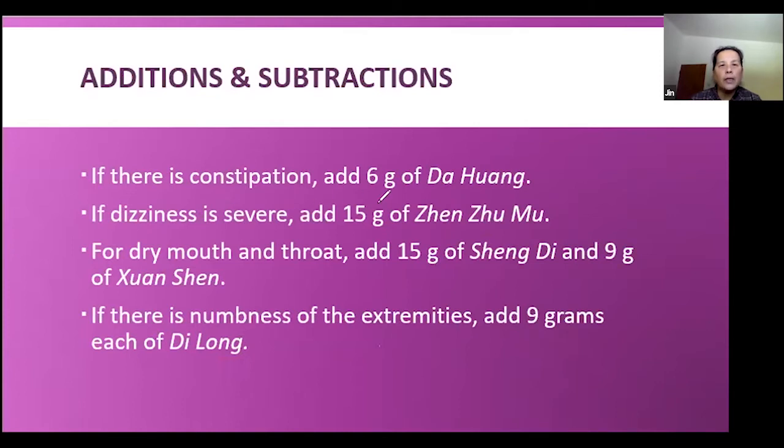And modifications. For constipation, this kind of constipation must be the excessive heat kind of constipation. So we add 大黄 there. And for more dizziness, more internal wind, we add another herb to subdue internal wind, 珍珠母. And for dry mouth, dry throat, that means more heat damaging body fluid. So we add some nourishing herbs there. And if there is numbness in the terminals, that means the channels are blocked. So 地龙 is a pretty good one to open the channels.